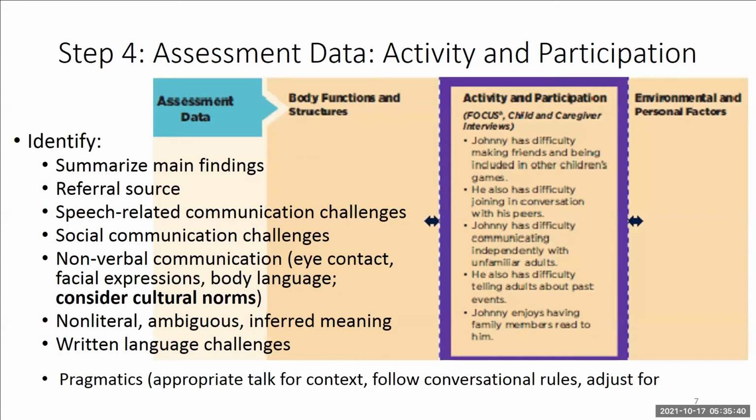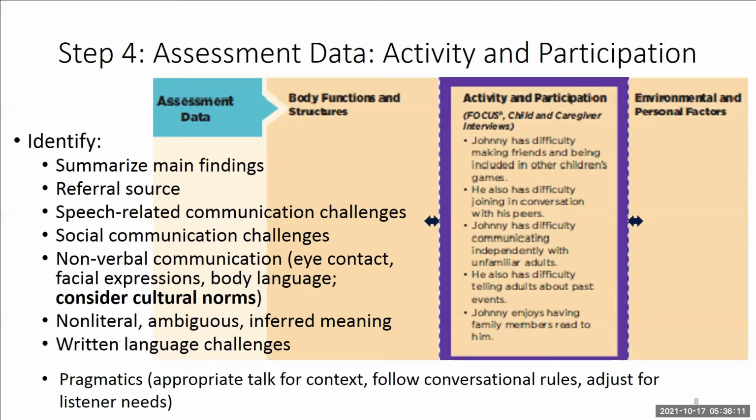Step 4, assessment data, activity and participation. In the example, you see information about social understanding. Johnny has difficulty making friends and being included in other children's games. He has difficulty joining in conversation with his peers. He has difficulty communicating independently with unfamiliar adults. He also has difficulty telling adults about past events. Johnny enjoys having family members read to him.